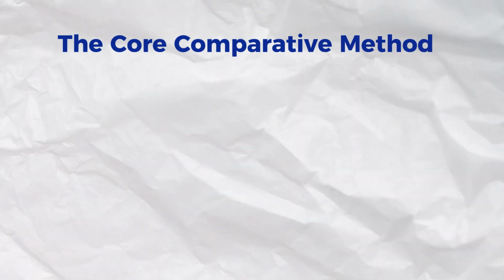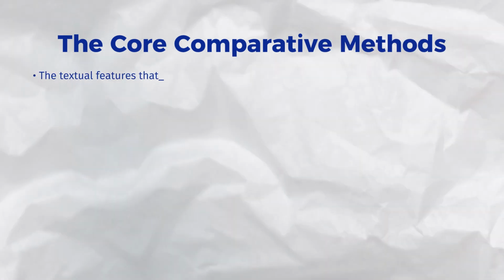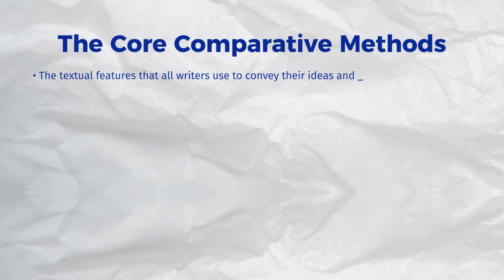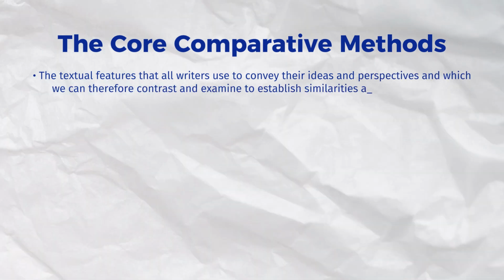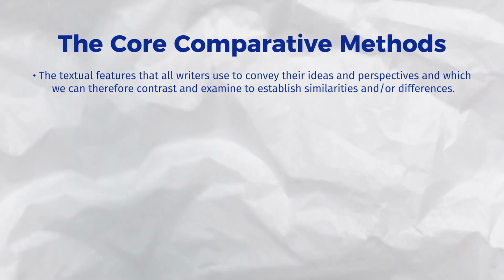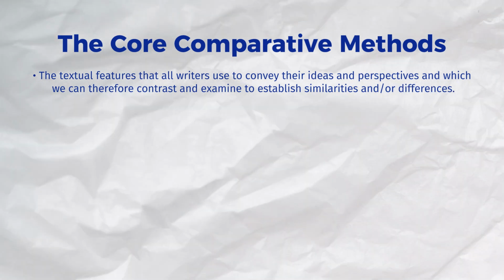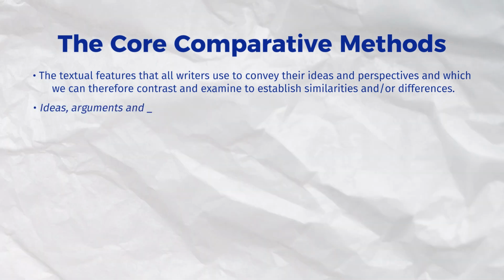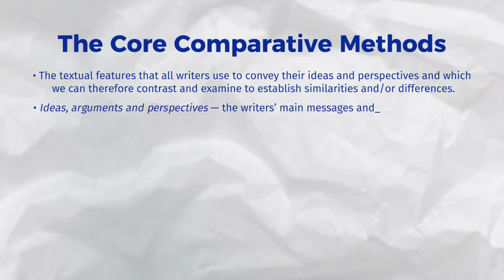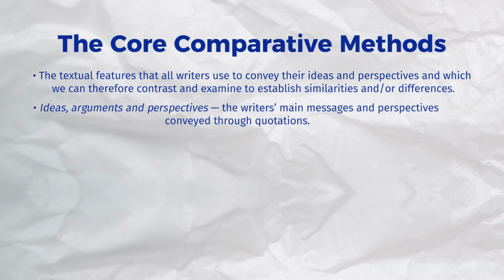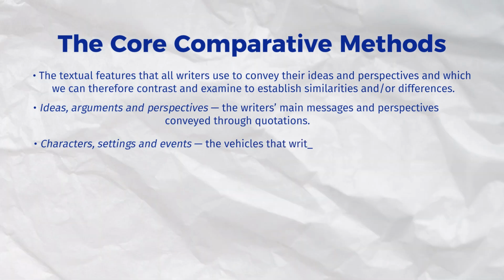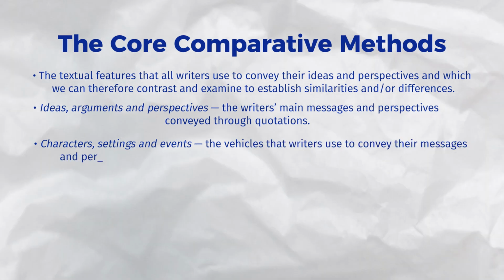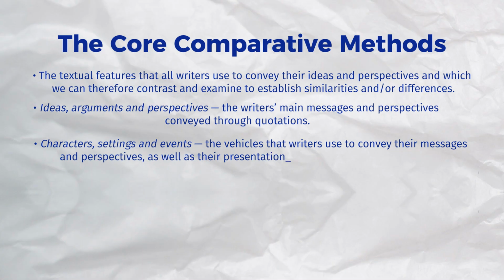We're going to learn these tools as the Core Comparative Methods, which are the textual features that all writers use to convey their ideas and perspectives, and which we can therefore contrast and examine to establish similarities and/or differences. These include ideas, arguments, and perspectives, which are like the writer's main messages and perspectives conveyed through quotations; characters, settings, and events; the vehicles that writers use to convey their messages and perspectives, as well as their presentation through language and structure.